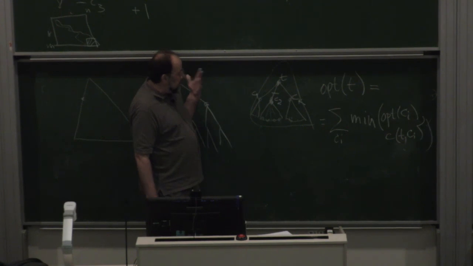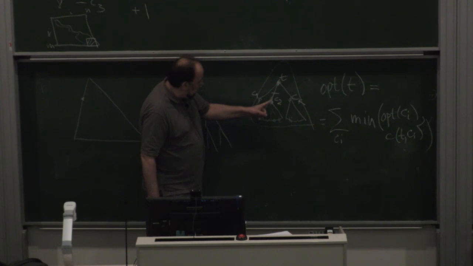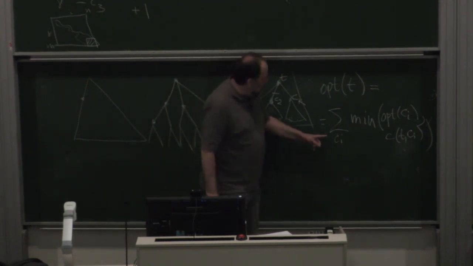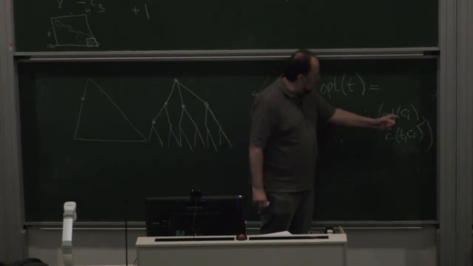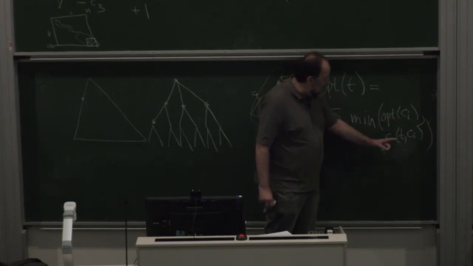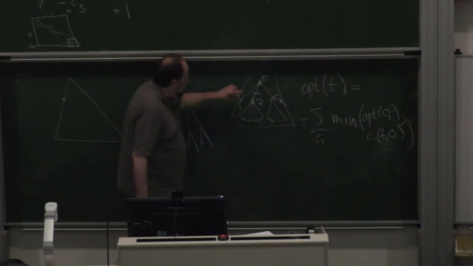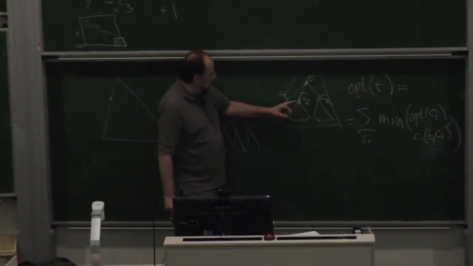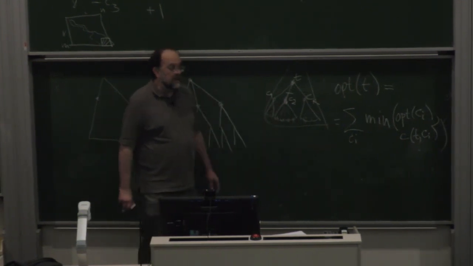For each subtree, there are two ways. Either I cut here, or I recursively disconnect Ci as a root from all of the leaves. Which one do I choose? Whatever is cheaper. So I simply sum over all children of T, and then I take whichever is smaller: the optimum solution for Ci, or the cost of the edge T Ci. Because if it's smaller, I'll just cut here. If not, I'll do whatever I did to disconnect this guy from the leaves.